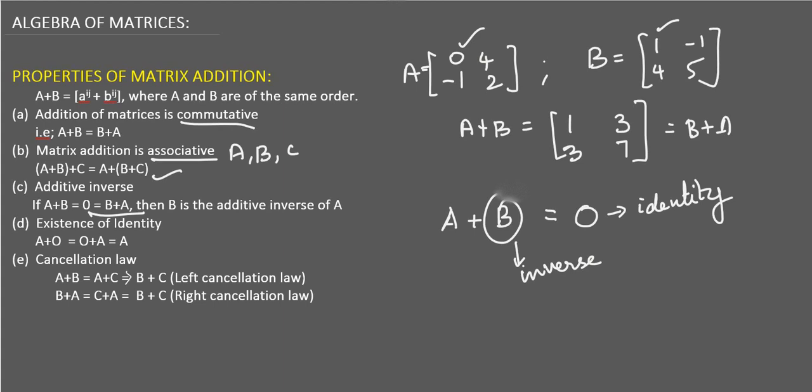For example, B will be the negative of A. For example, A is a matrix. Then minus of this A matrix will be the given null matrix. So we say this minus A, or here by definition this B matrix, the sum of the matrices is 0, then B is the additive inverse of A. Identity under addition: 0 is the identity element, the null matrix. Cancellation law: A plus B is equal to A plus C implies that B is equal to C, this is the left cancellation law. B plus A is equal to C plus A implies B is equal to C, and this is the right cancellation.